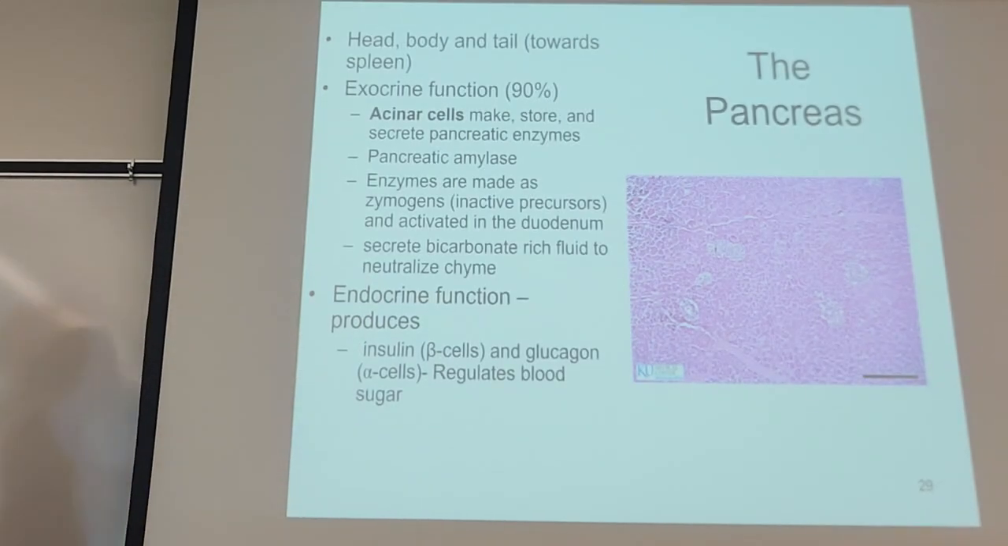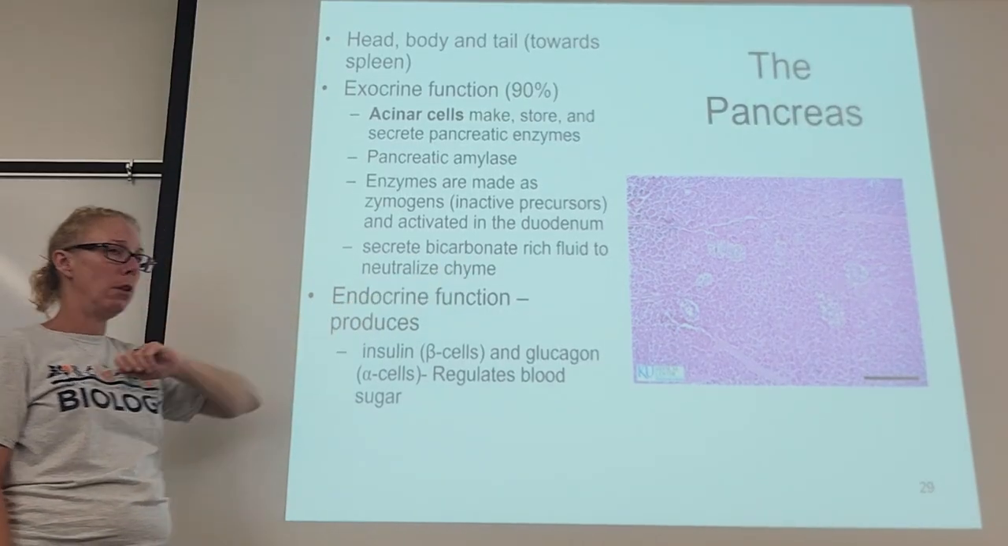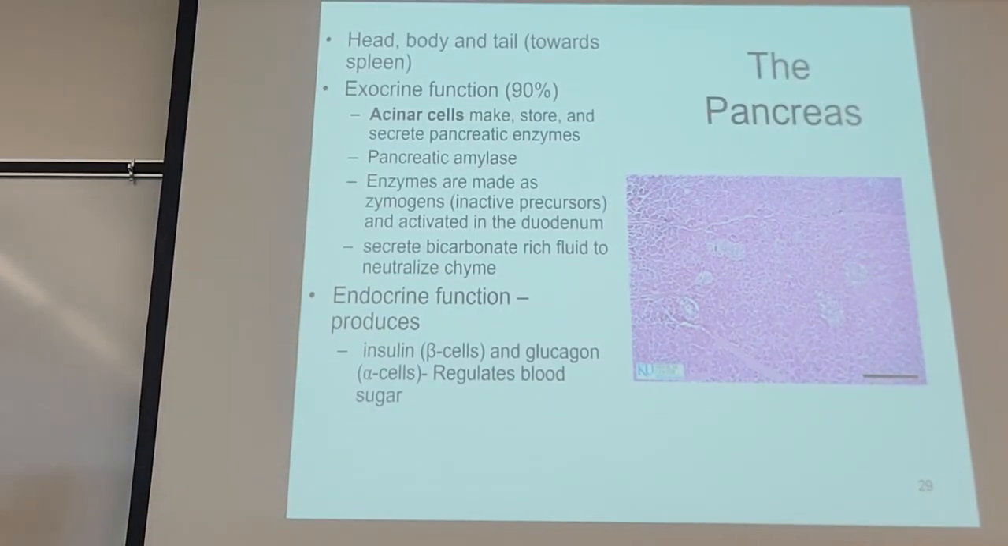enzymes in the duodenum. We also know the pancreas secretes mucus to neutralize the chyme because it's very acidic. So if secretin is secreted by the duodenum, then the pancreas is going to be triggered to secrete mucus. If CCK is secreted by the duodenum, then the pancreas is going to secrete digestive enzymes.